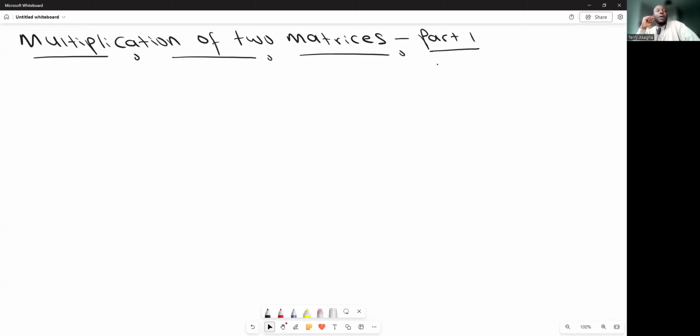I'm going to talk about how we multiply two matrices. I'm going to break this into two or three parts. For this video, I'm going to just write the rules and introduce how to do it, while in the next video, I'm going to pick some examples and solve them.